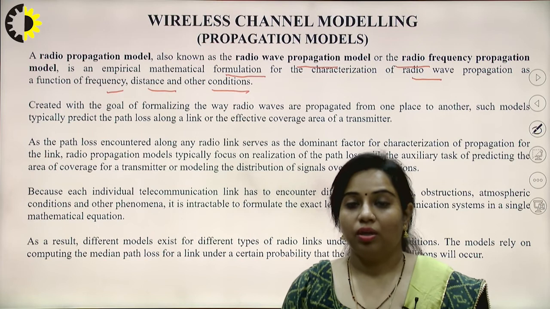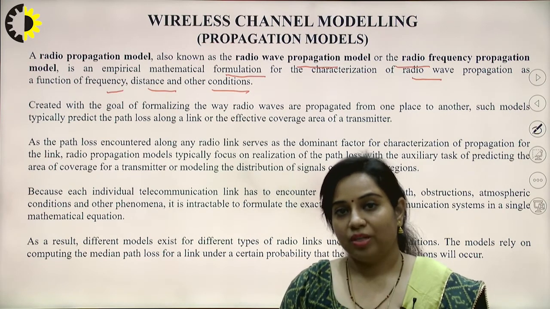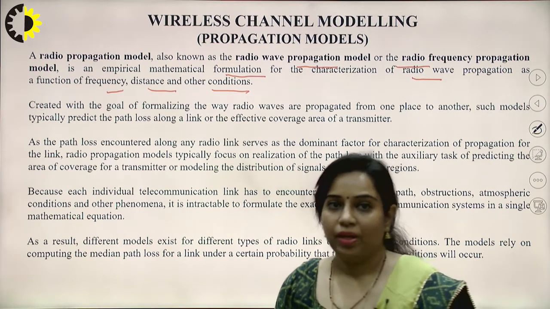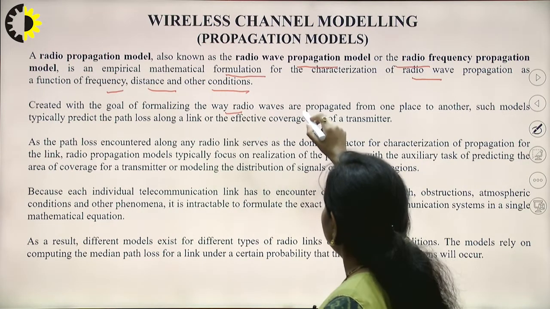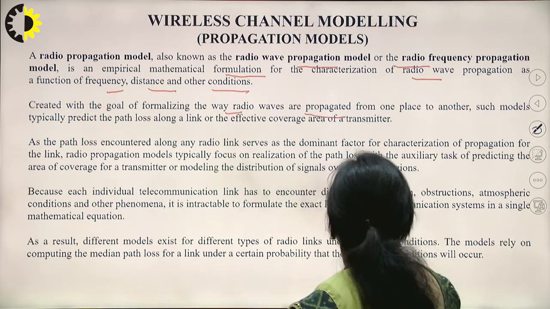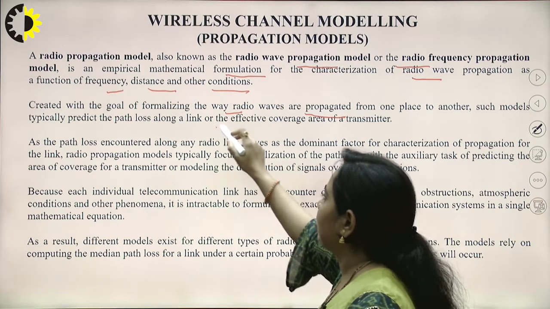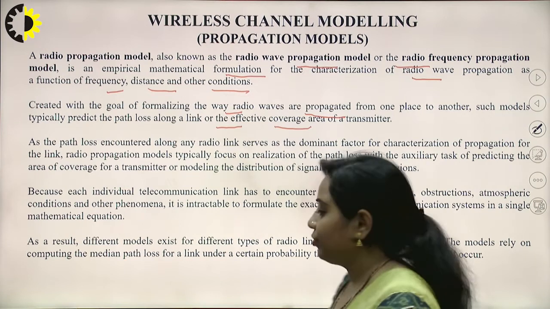There is also another model, that is a statistical model, which is also based on the distribution, and it is based on the statistics only. It is created with the goal of formalizing the way radio waves are propagated from one place to another. Such models typically predict the path loss along a link or the effective coverage area of a transmitter.